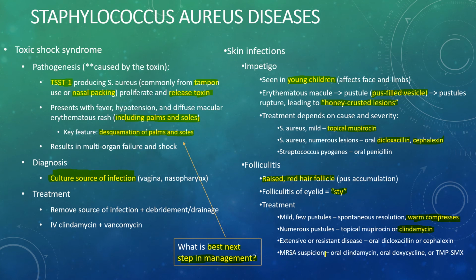If you're suspicious of MRSA, then you have to give an oral anti-MRSA antibiotic. And these 3 classic antibiotics that can be given, this is very important, you need to memorize this, is oral clindamycin, oral doxycycline, or oral Bactrim. These are very good medications that can be used for cutaneous MRSA, for community-acquired MRSA.